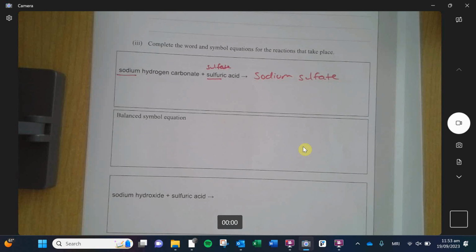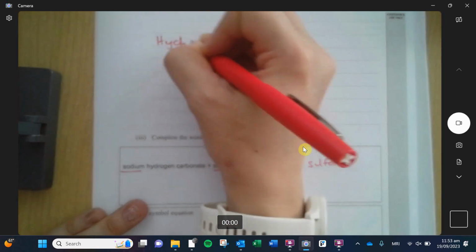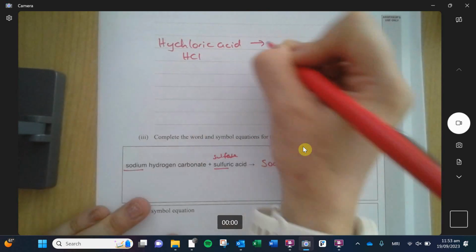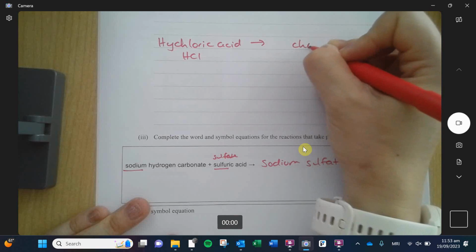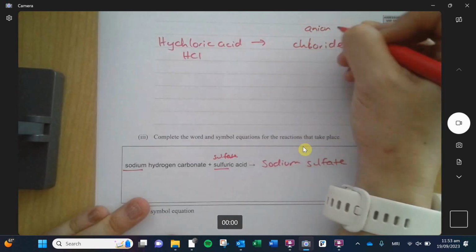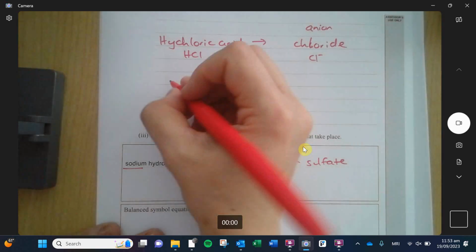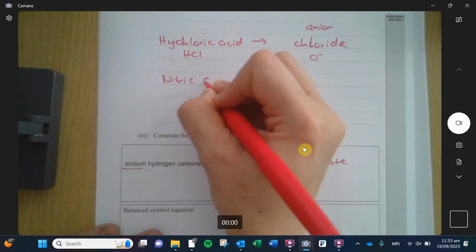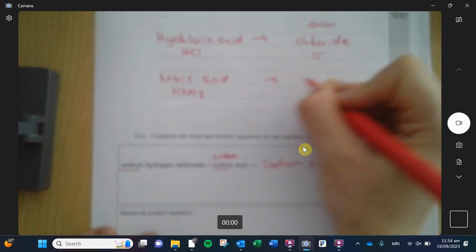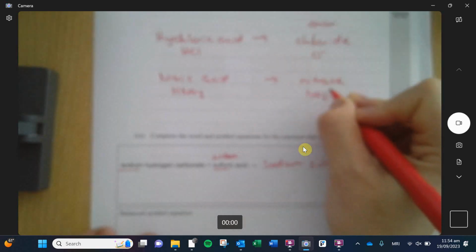Do you want me to write down the other ones in case they should pop up? If you had hydrochloric acid, HCl, you'd have a chloride as your salt. This is the anion. So that's the negative ion. And then if you had nitric acid, that's the other one they can give you. That would become nitrate.